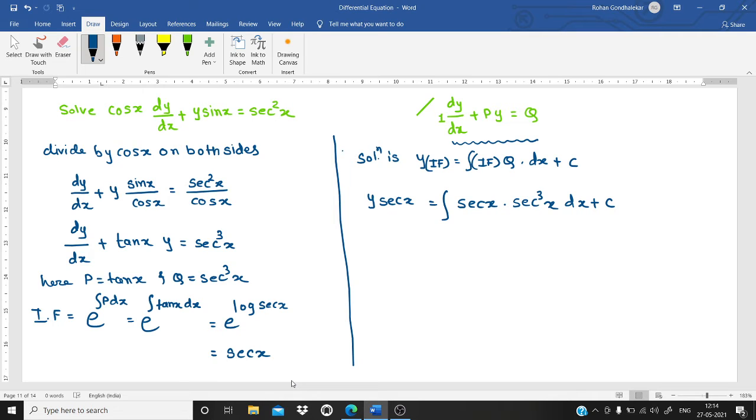Is it okay? Fine. Now the question comes, how to evaluate this integral? Any choices? Any way that you remember? Of course, sec x into sec cube x becomes sec raised to 4 x. So any clue in your mind how we can evaluate this integral?